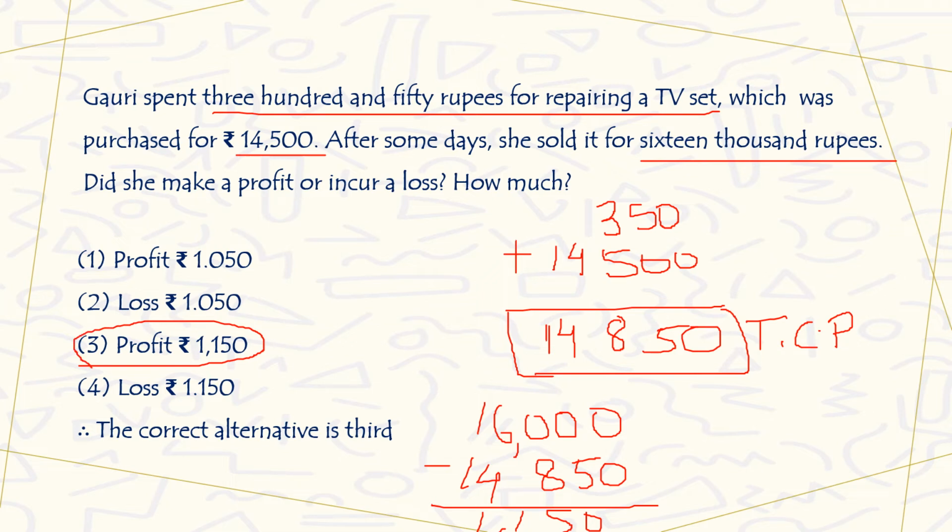So she made a profit. We have come to know whether it was a profit or loss. We know that it was a profit, and she made a profit of 1,150 rupees. Understood? How did we get the answer? Let's move on.